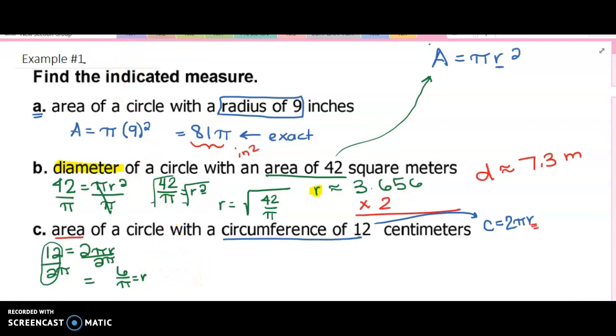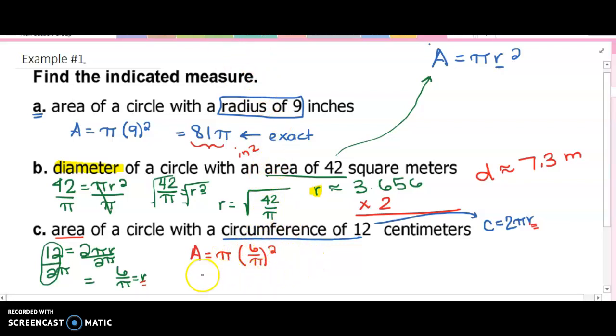Okay, now I want to find the area when I know my radius is 6 over pi. So my area is going to be pi r squared, so pi times (6 over pi) squared. Notice I'm only squaring what's in the parentheses, and I have to square what's in the parentheses before I can multiply this in, because PEMDAS tells us we have to.